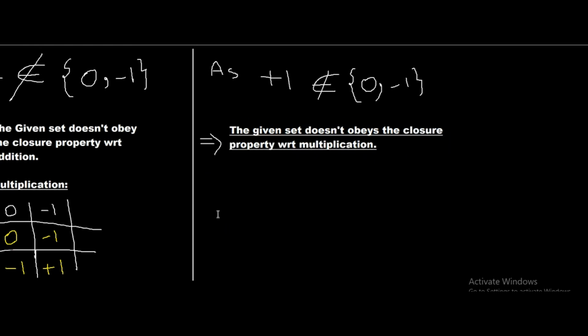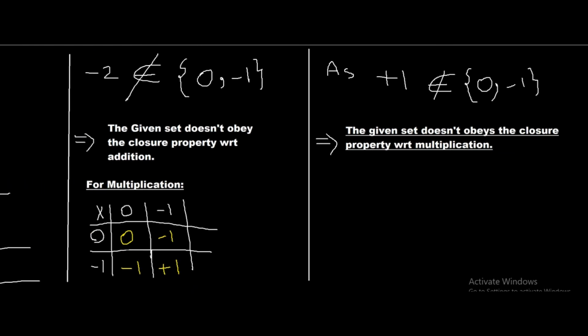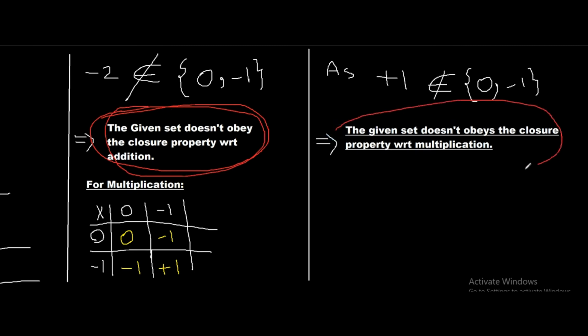Now we have got 2 results. First is the result which says that the given set does not obey the closure property with respect to addition, while the second result says that the given set does not obey the closure property with respect to multiplication. So for both of these, meaning for addition as well as multiplication, the given set is not obeying the closure property.